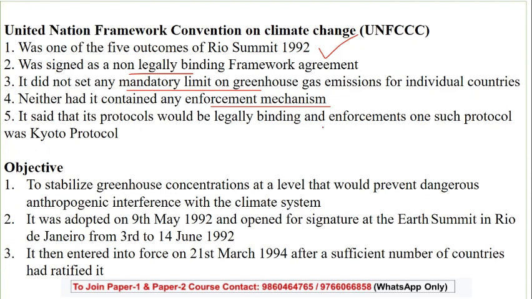The objective was to stabilize greenhouse gas concentrations and prevent activities which are dangerous. It was adopted in 1992, and it was open for signature in 1992 itself, in the month of June, and it came into force in 1994 with a lot of countries ratifying the concept.